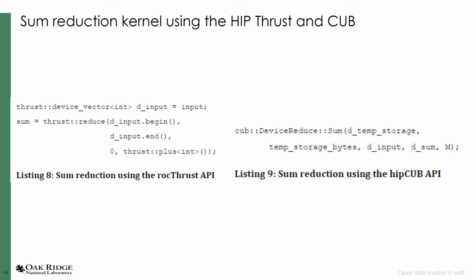ROCm offers APIs that facilitate the implementation of sum reduction for developers. rocThrust provides a templated interface to algorithms and data structures designed for parallel computing. Compared to the reduction kernel written in HIP, the library-based API promotes programming productivity. hipCUB is specific to HIP C++, and its interface explicitly accommodates HIP-specific features. Compared to the rocThrust API, hipCUB exposes lower-level implementation details.